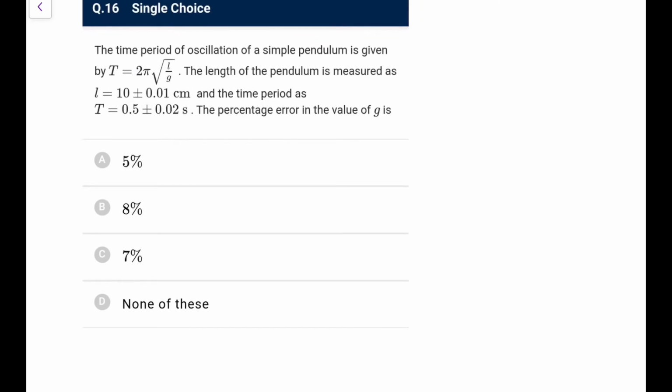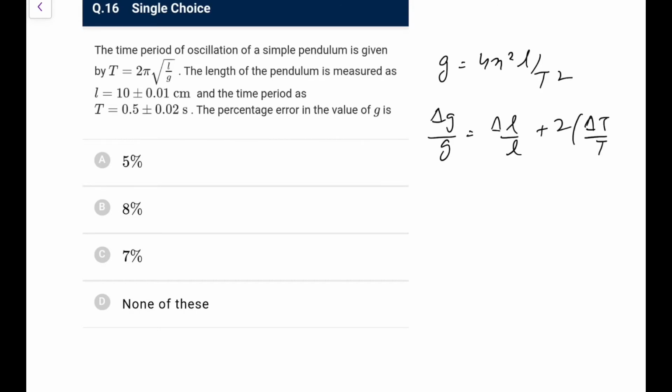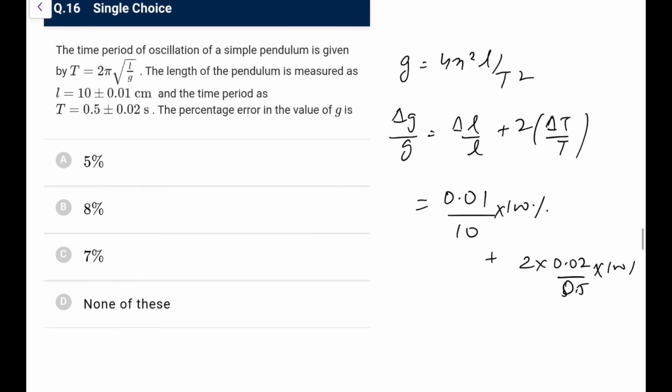The period of oscillation of pendulum is this, this is the length of the pendulum, and this is the percentage error in G. So G is 4 pi square L by T square, you know. So error in G is error in L one time plus twice the fractional error in the time. So delta L by L, 0.01 by 10, let's say in percent into 100%, and 2 delta T, 0.02 upon 0.5 into 100%. So it is 1 by 10, that is 0.1%. This is what we will have. This will become 0.2 by 5, 0.4 by 5, 40 by 5. This would be 8% now. So it would be 8.1%. So it is approximately 8.1% here. So you can go for 8% option here.